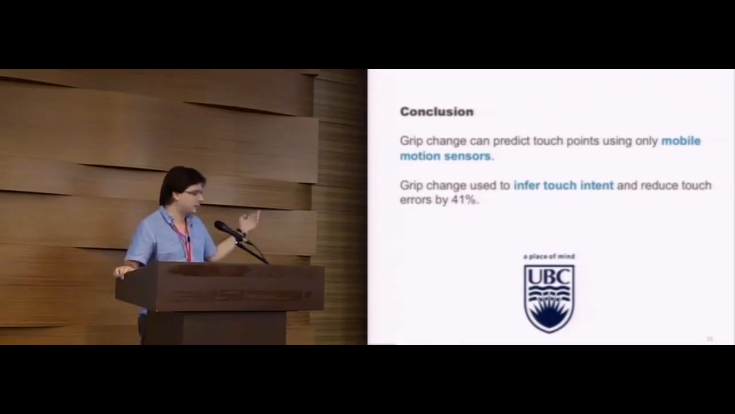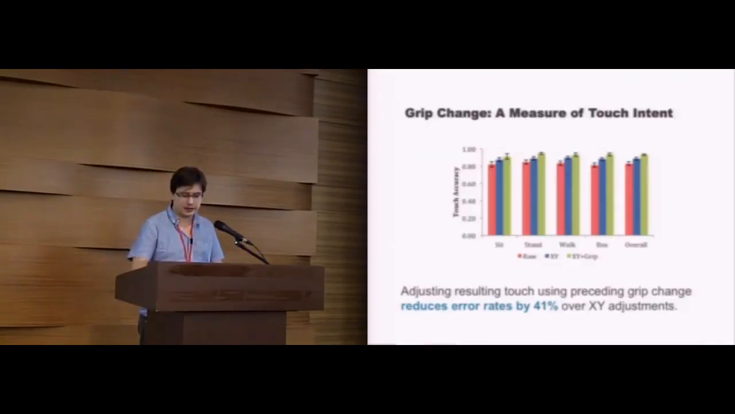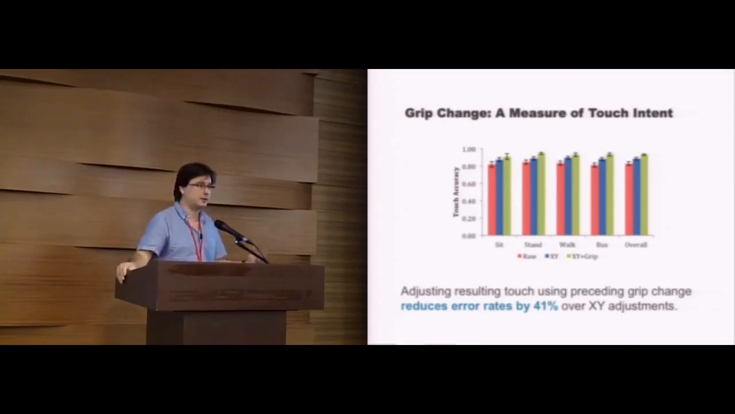Yeah. So actually, in this previous slide, we see that the location of the target plays a big role in what errors people make, and so our XY model is meant to account for that. It's adjusting for the systematic errors, and we can see that the XY model improves accuracy significantly over the raw touch points by around 5%, and then we get an extra boost of 5% on top of that by using the grip change as well. And so yes, there is a location factor, and there's also a grip factor.